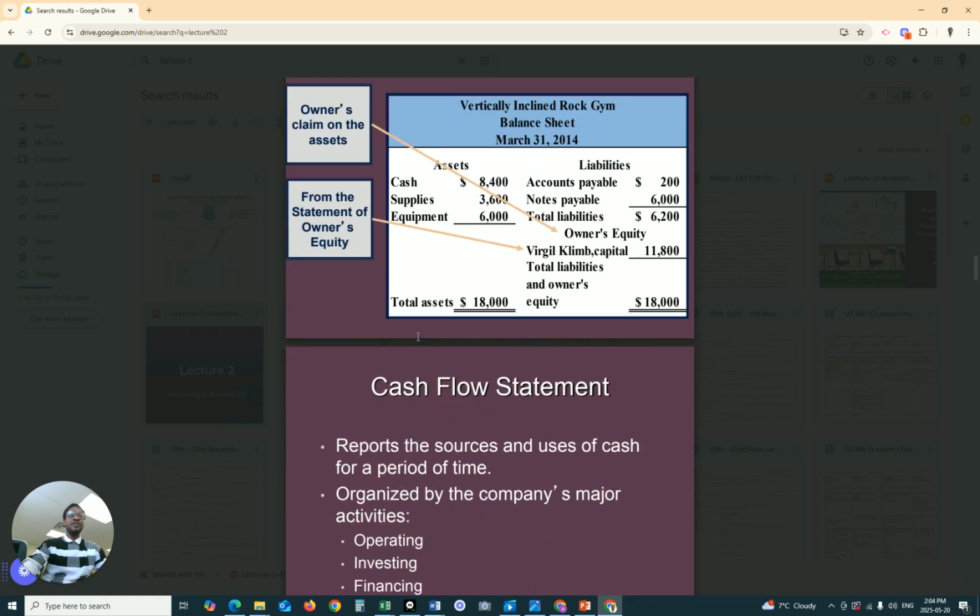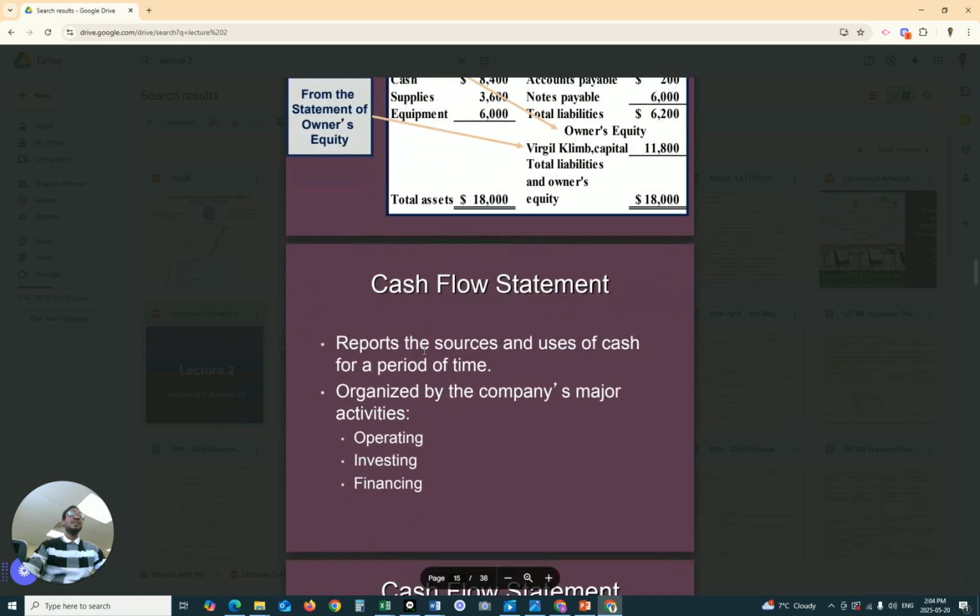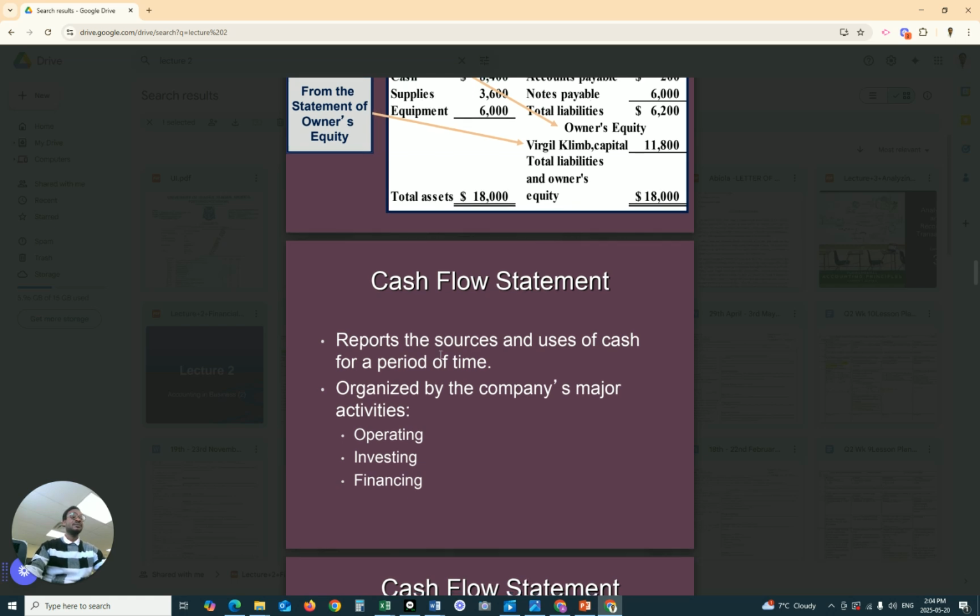So the fourth financial statement is the cash flow statement. Having already explained the income statement, the statement of changes in equity, and the balance sheet, now the cash flow statement, which reports the sources and uses of cash for a period of time. It is organized by the company's major activities. Those three major activities are operating activities, investing activities, and financing activities.